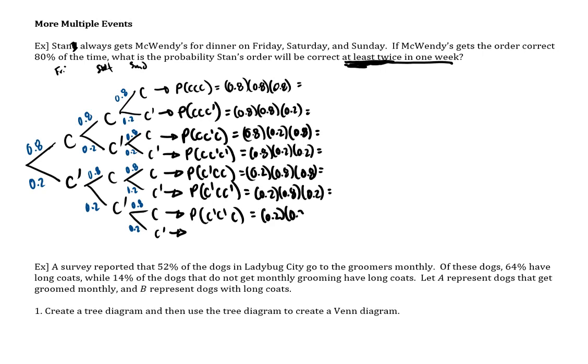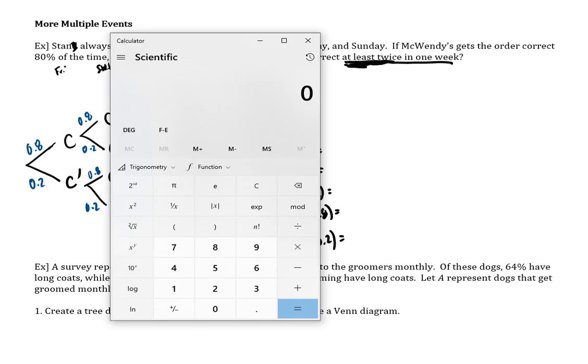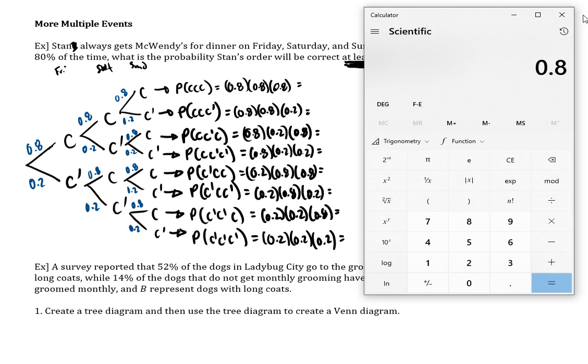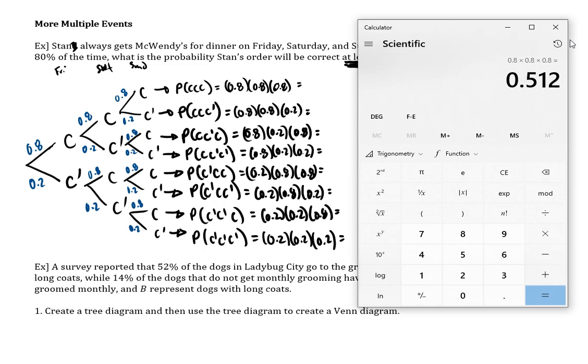So 0.2, 0.2, 0.8. And then this last one is all incorrect. Each day it's incorrect. Okay, so that's the 0.2, 0.2, and 0.2. Okay, so here they all are. And then now I'm just going to use my scientific calculator on the computer. Okay, so 0.8 times 0.8 times 0.8 is 0.512.